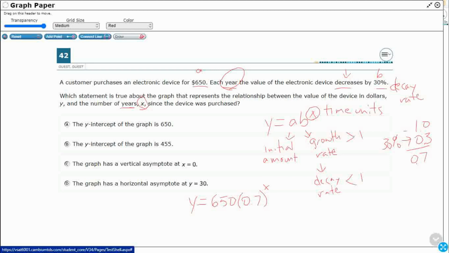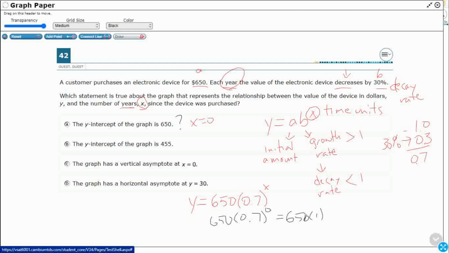So let's look at some of our statements. The y-intercept of the graph is 650. Well, the y-intercept is when x equals 0. So what happens right here if x is equal to 0? Well, it's 0.7 to the 0 power. Anything to the 0 power is just 1. So 650 times 1. So it looks like it'd be 650. So that's looking pretty good. 650 makes more sense than 455.